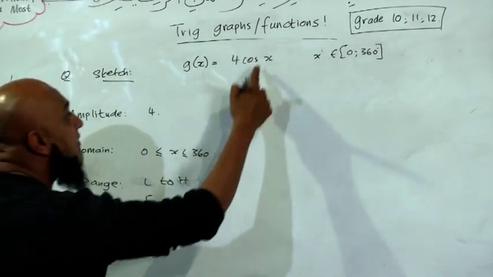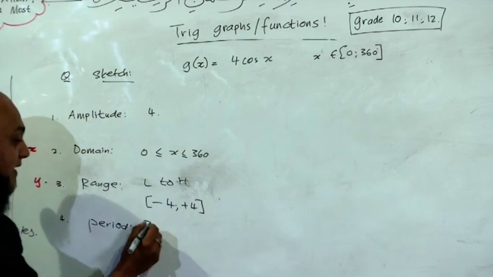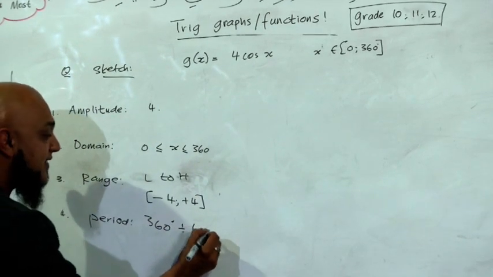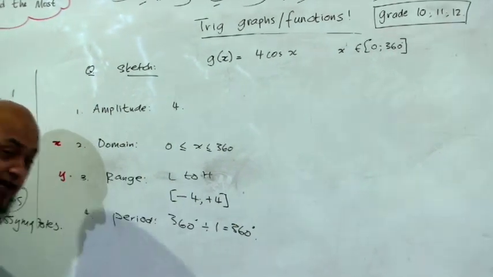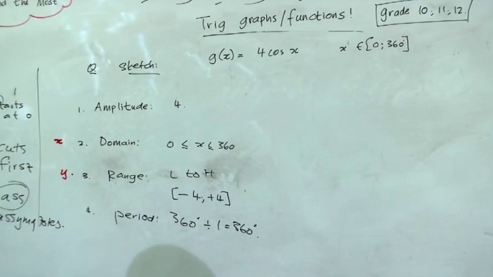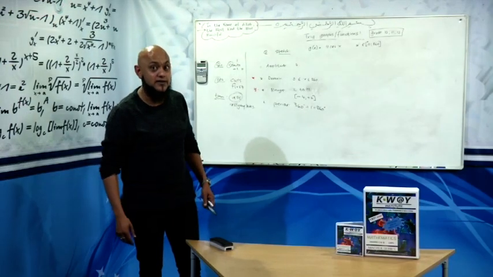What is the period of the graph? 360 divided by 1, which is equal to 360 degrees. And there you go. The parent, you have scored yourself 8 marks in the exam.